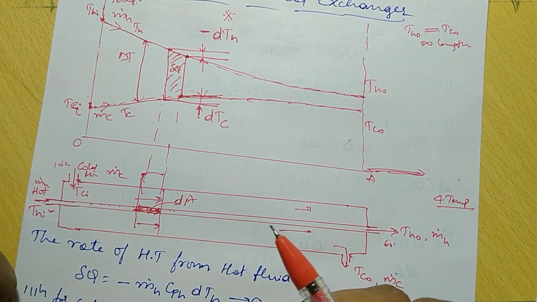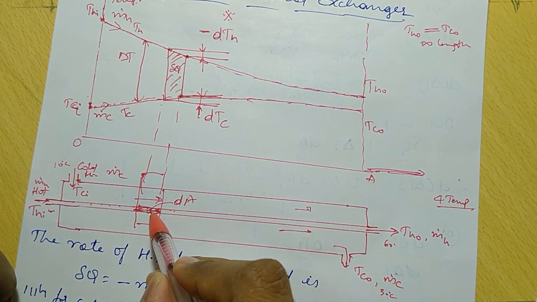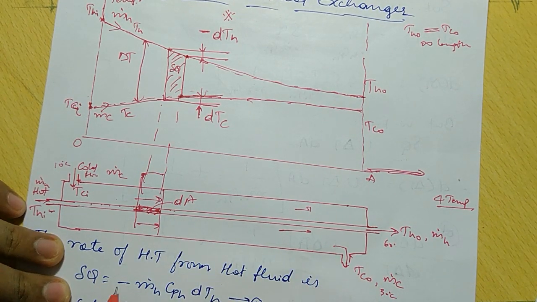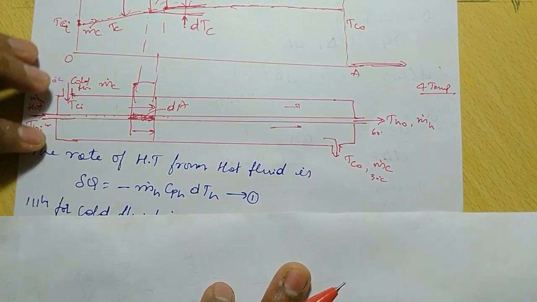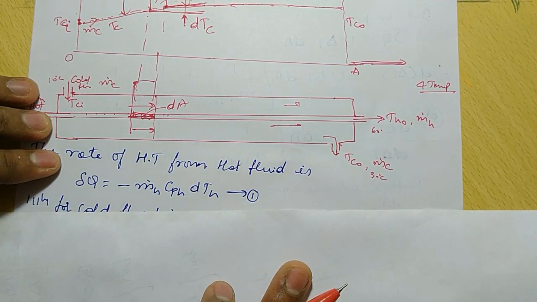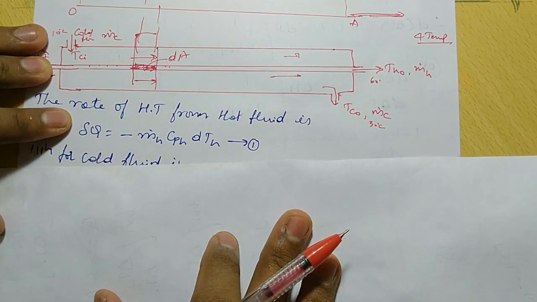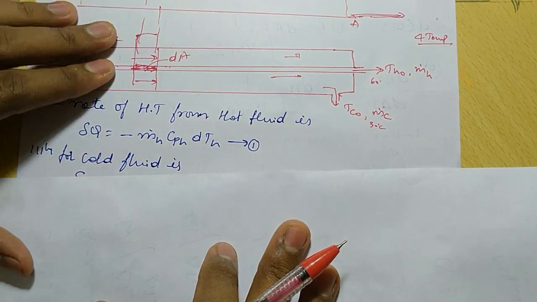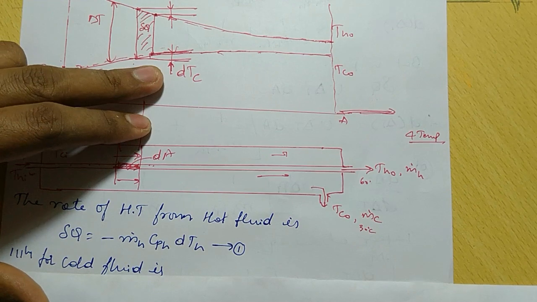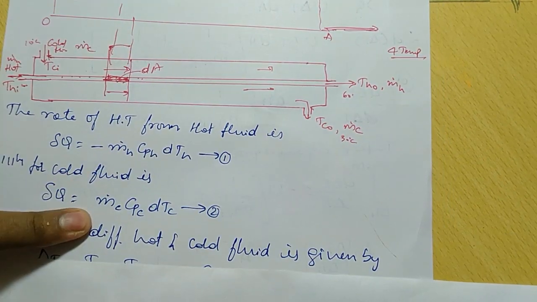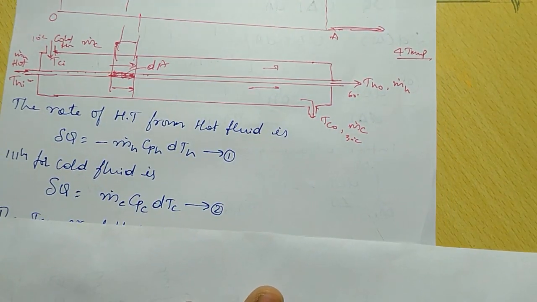According to thermodynamics, if heat is moving away from the system, that should be taken as the negative sign. In the same way, the rate of heat transfer to the cold fluid can be written as delta Q equals m dot c cpc plus dTC. Call these equation 1 and 2.